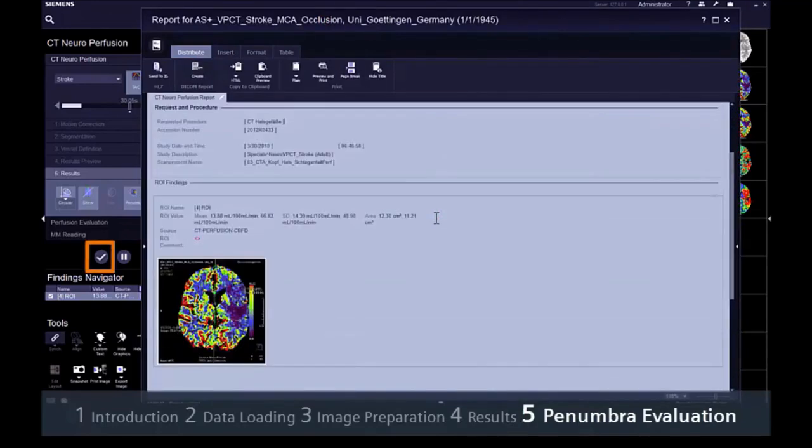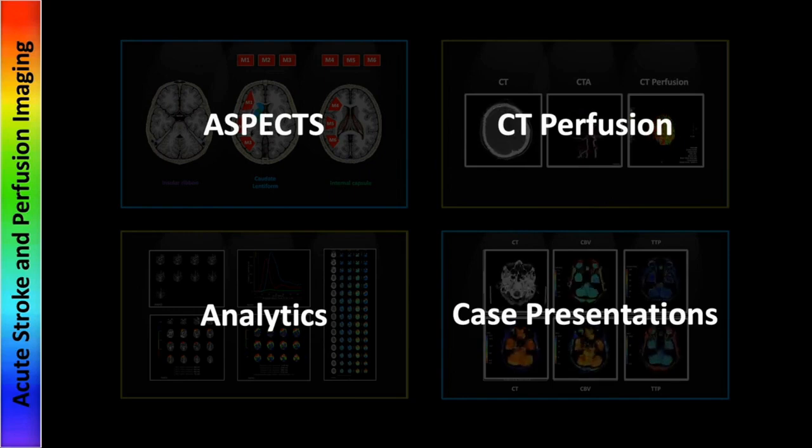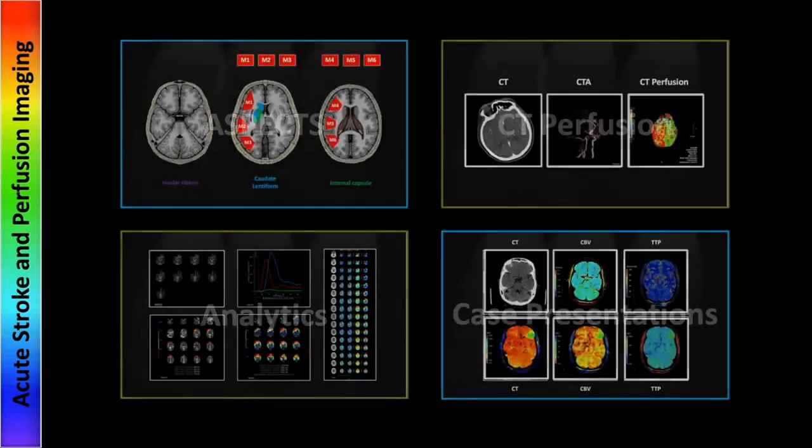The actual performance of CT perfusion imaging and the application of software analytics. The second and third portions of the series will be case presentations, with the second section being of ischemic events and the third section the CT perfusion appearance of non-ischemic pathologies.